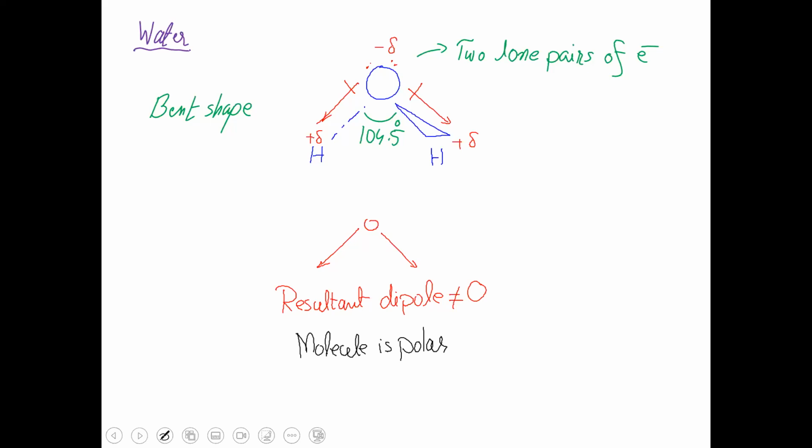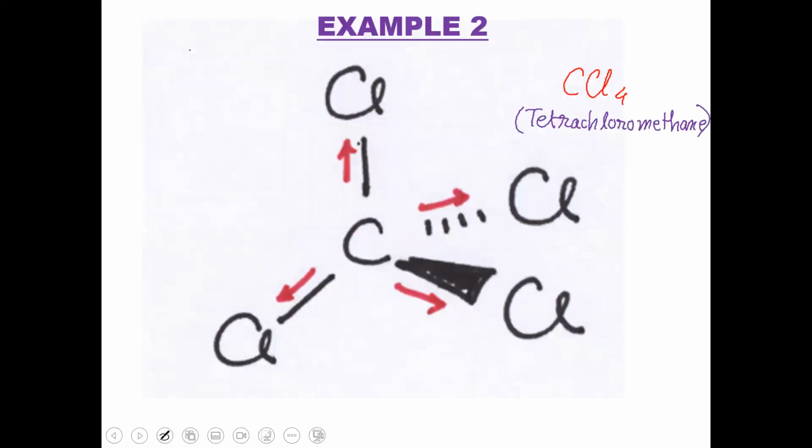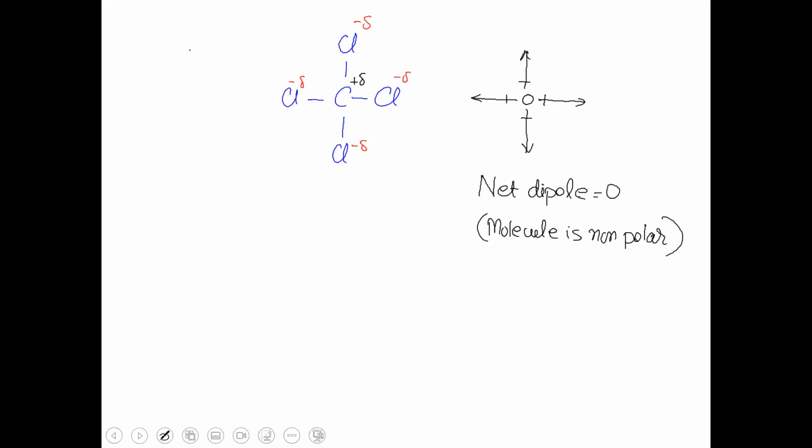Done, copied it. Now, this is the second example, CCl4. We call it tetrachloromethane. This molecule has a geometrical shape which is canceling all the bonds. All the bonds are polar, but the molecule is non-polar.